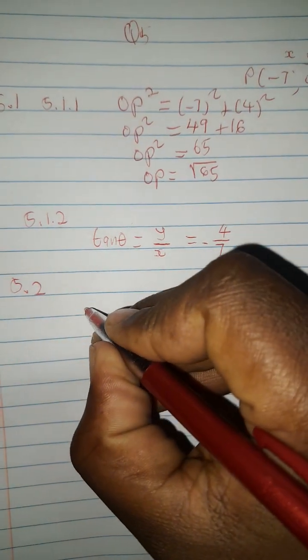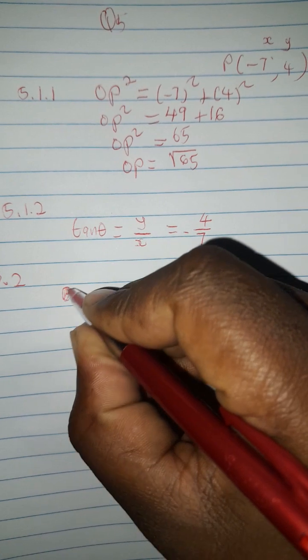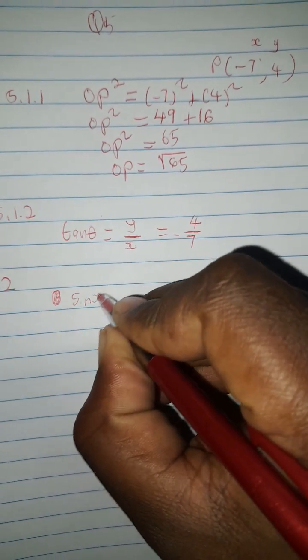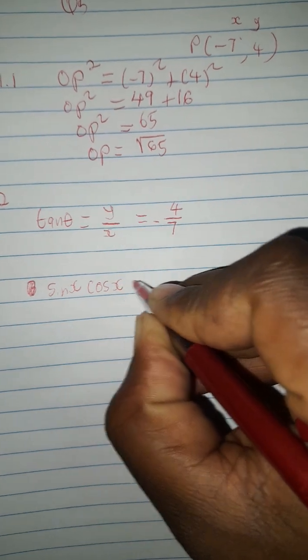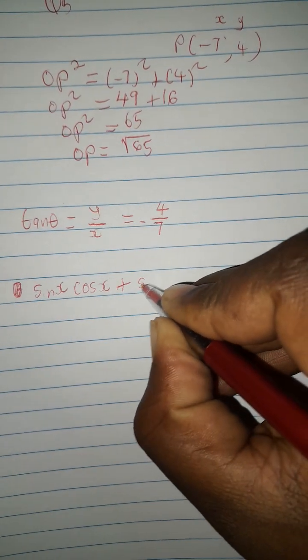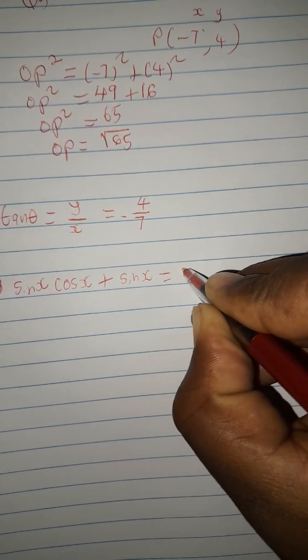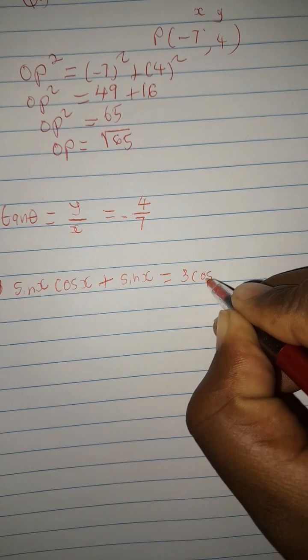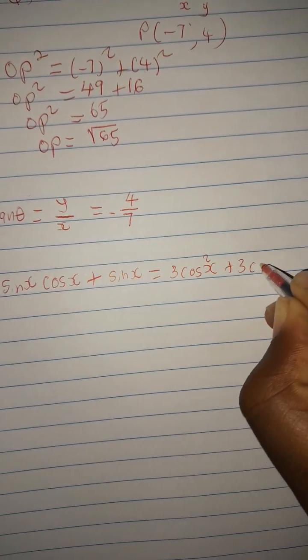First thing, we are given sin x cos x plus 3 sin x equated to 3 cos squared x plus 3 cos x.